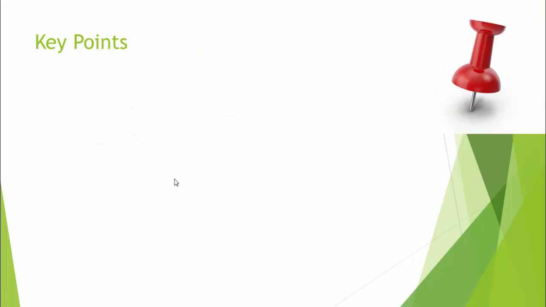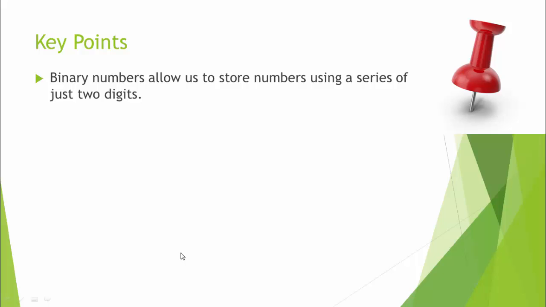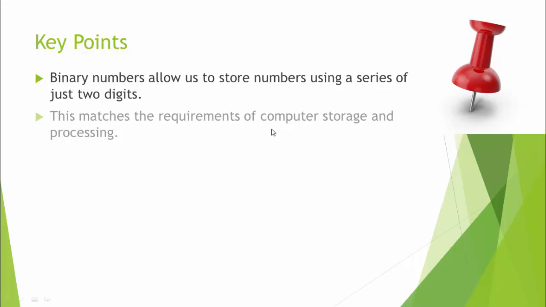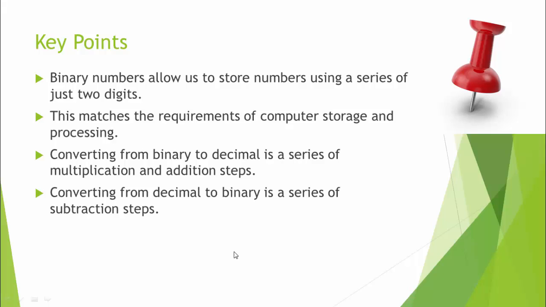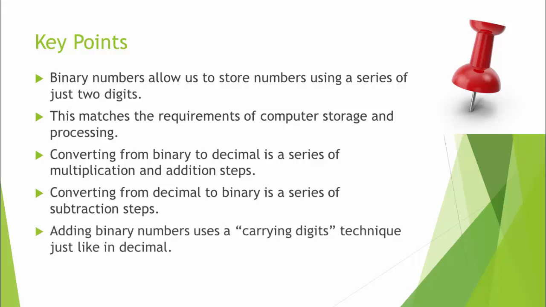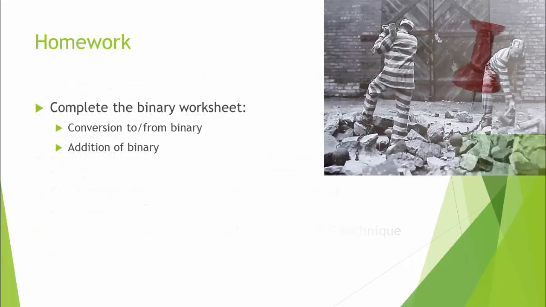Okay, so key points from today then. Binary numbers allow us to store numbers using a series of just 2 digits, which is compatible with the requirements of computer storage and processing. Converting from binary to decimal is a series of multiplication and addition steps. Converting from decimal to binary is a series of subtraction steps. Adding binary numbers, we use a carrying digits technique that is just like the decimal system.